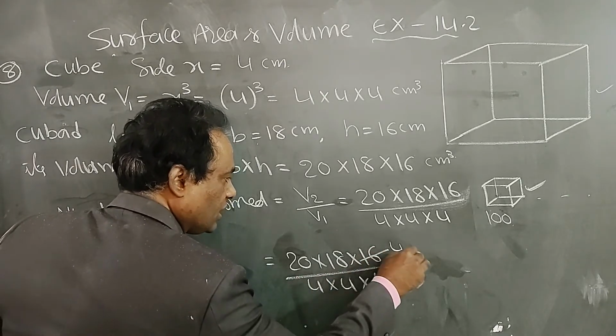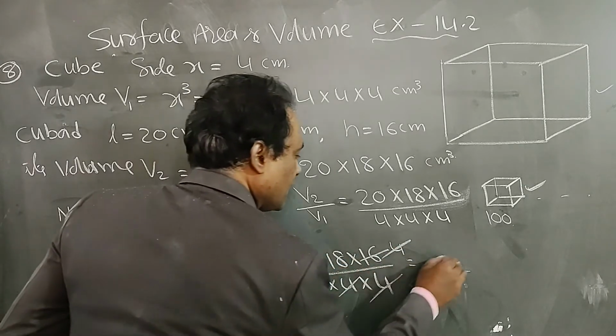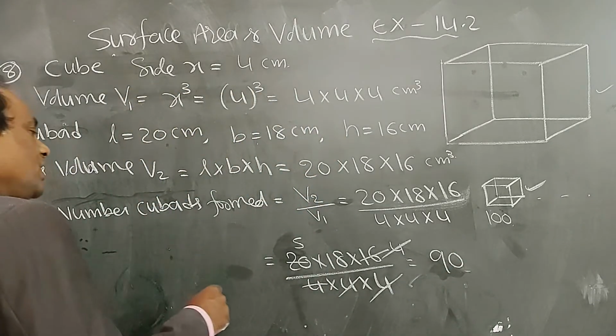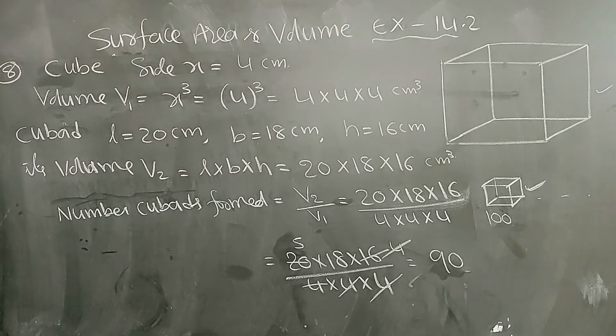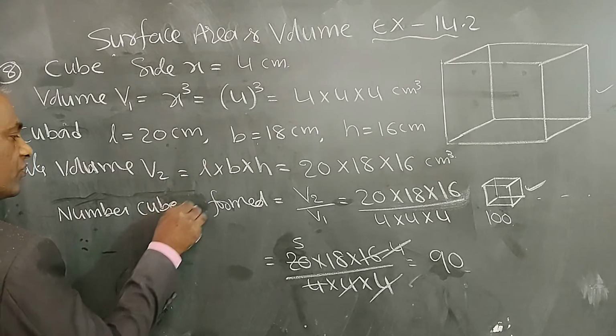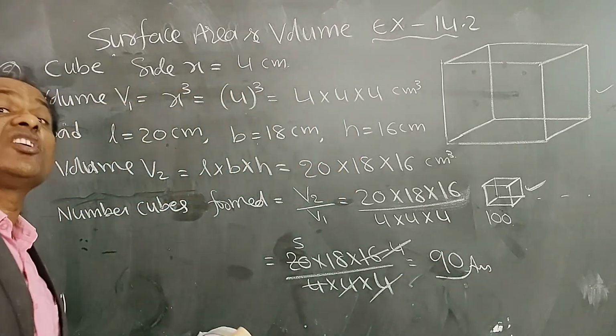4 4s are 16, the 4 4s cancel, 4 5s are 20, 5 18s are 90. So the number of cuboids formed, or the number of boxes formed, is 90. The question is how many cubes are formed. The answer is 90.